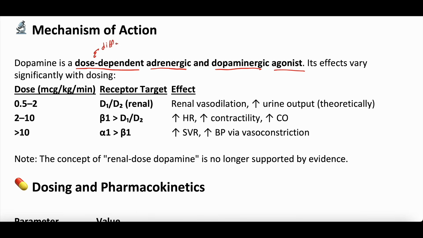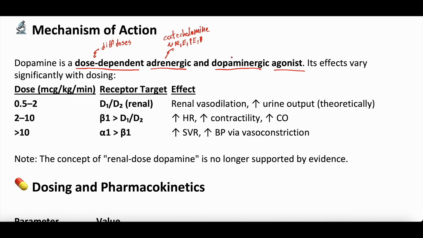Different doses cause different things to happen. We'll talk about that. Adrenergic is something we've talked about in previous episodes on vasopressors. And adrenergic means catecholamine based. The mechanism of action uses catecholamine receptors, right? These are things like norepinephrine, epinephrine, phenylephrine, and now dopamine as well.